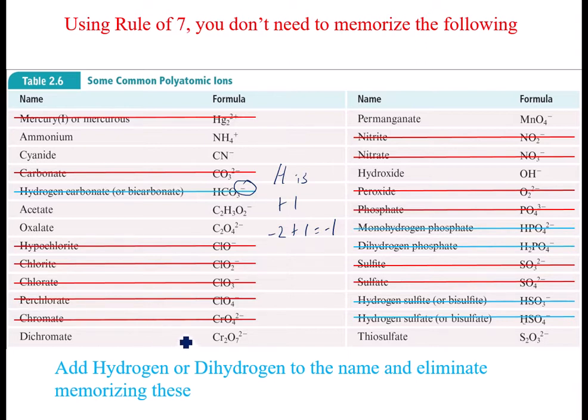dichromate. Okay, it still has the same charge as chromate, but it's different because it has the 2 and the 7 there. Permanganate kind of follows the rule. The reason I didn't eliminate that with the rule of 7 is because it's just a -1 charge. Hydroxide is an OH, and thiosulfate is S2O3. Okay, so these really don't follow any rule, so you still have to memorize those.